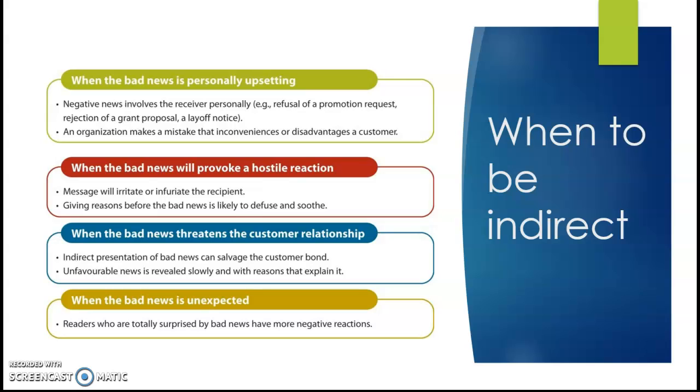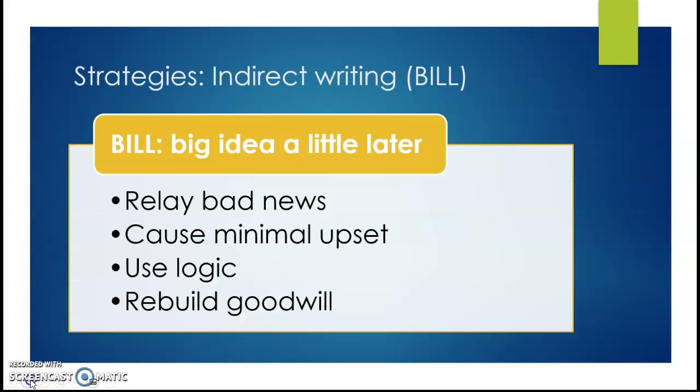And then lastly, when the bad news is unexpected. Okay, this might not be something wildly important, but if it comes out of the blue, we need to amply prepare the reader for the news. So we use an indirect message, again, BIL, when the bad news is personally upsetting, if it will provoke a hostile reaction, if it threatens the customer relationship, or if it's just simply unexpected. Okay, so let us review BIL. This was mentioned in prior chapters, but this week our focus is BIL, the indirect strategy. Big idea a little later.